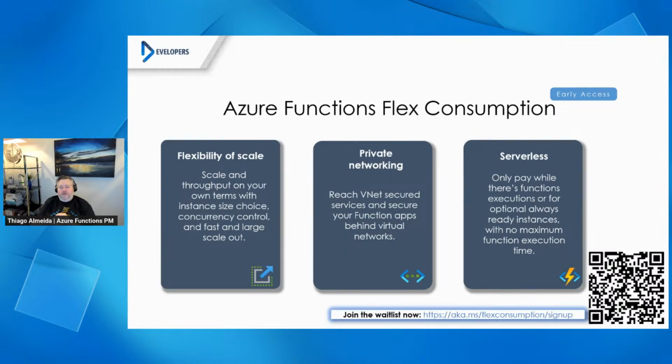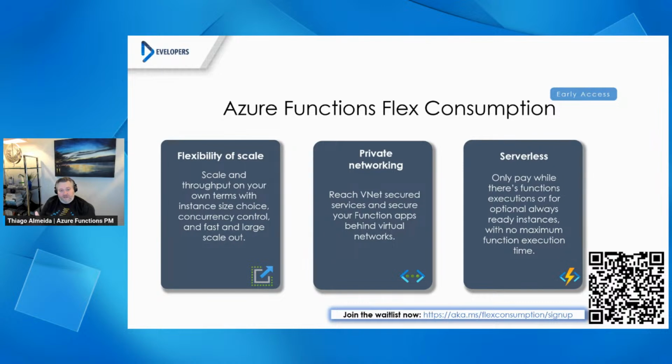So you'll be able to have your function reach things that are secured inside your own virtual network, or vice versa, secure your function to be only called by things that are inside that virtual network. And finally, the last one is serverless, which means that those two things, scaling and private networking, apply to a fully serverless model where you only pay for the instances that are used for your app and for those instances only while they have executions going on.